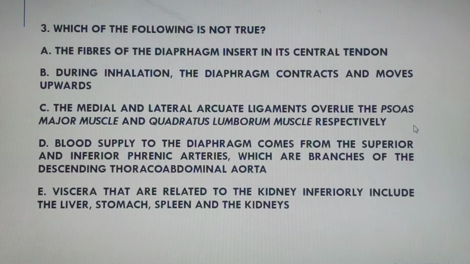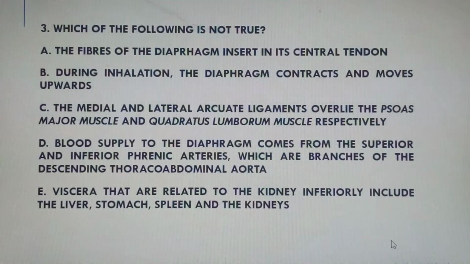Now option C says the medial and lateral arcuate ligaments overlie the psoas major muscle and quadratus lumborum muscle respectively. This is a very true statement. I'll show you. Option D says blood supply to the diaphragm comes from the superior and inferior phrenic arteries, which are branches of the descending thoracoabdominal aorta. The inferior portion of the thoracic aorta will give rise to the superior phrenic artery. Then just below the diaphragm, it will give off the inferior phrenic artery, and they are going to supply the diaphragm.